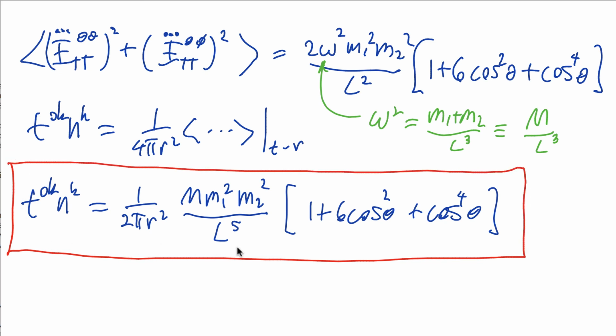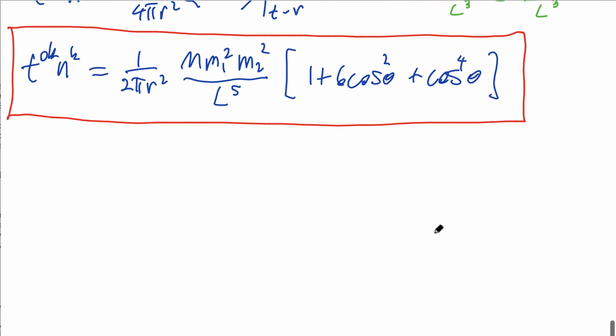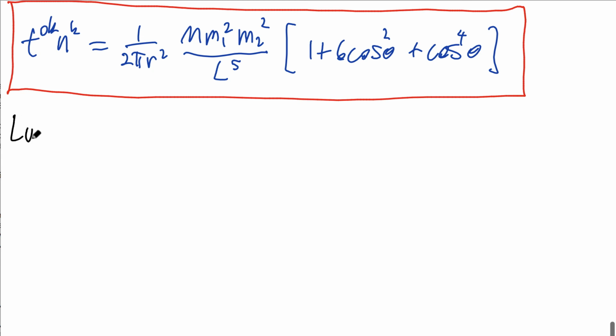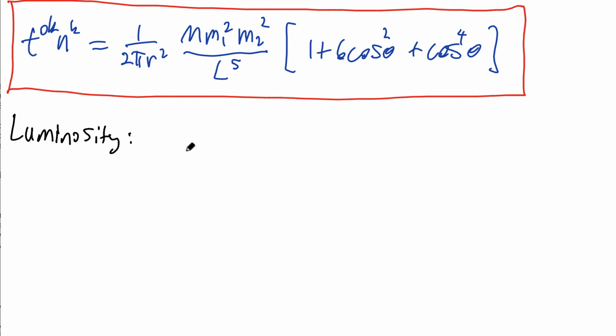As you can see, the energy flux depends on the polar angle theta. It's strongest at theta equals 0 and pi. Those are the directions perpendicular to the orbital plane. Now let's compute the luminosity. That's the energy per unit time emitted by the binary system as gravitational waves. Luminosity is obtained by integrating the energy flux over a sphere at large radius.